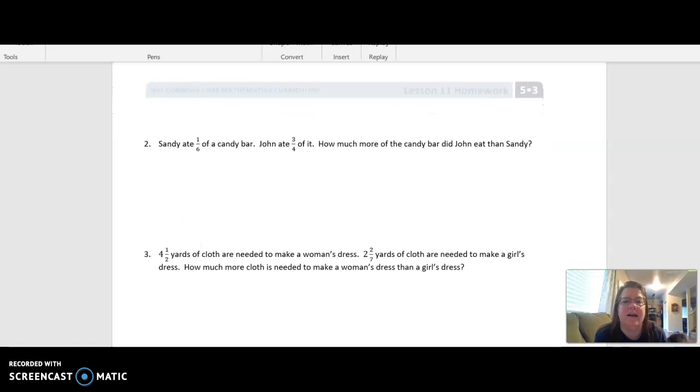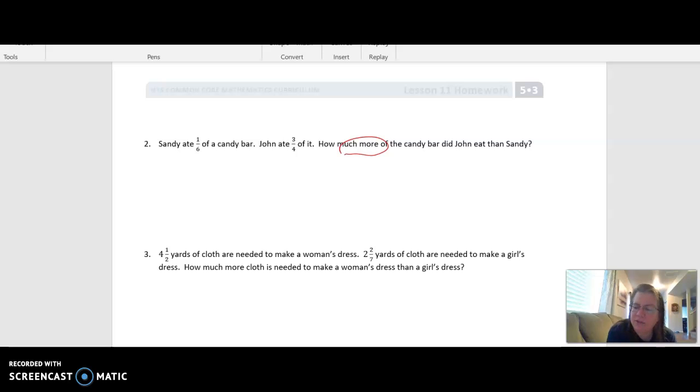All right, now let's take a guess. Since all of the other problems on the first page are subtraction, what do we think it's going to be asking us to do here on our word problems? Probably subtract, right? So looking at number 2, Sandy ate 1/6 of a candy bar. John ate 3/4 of it. How much more of the candy bar did John eat than Sandy?